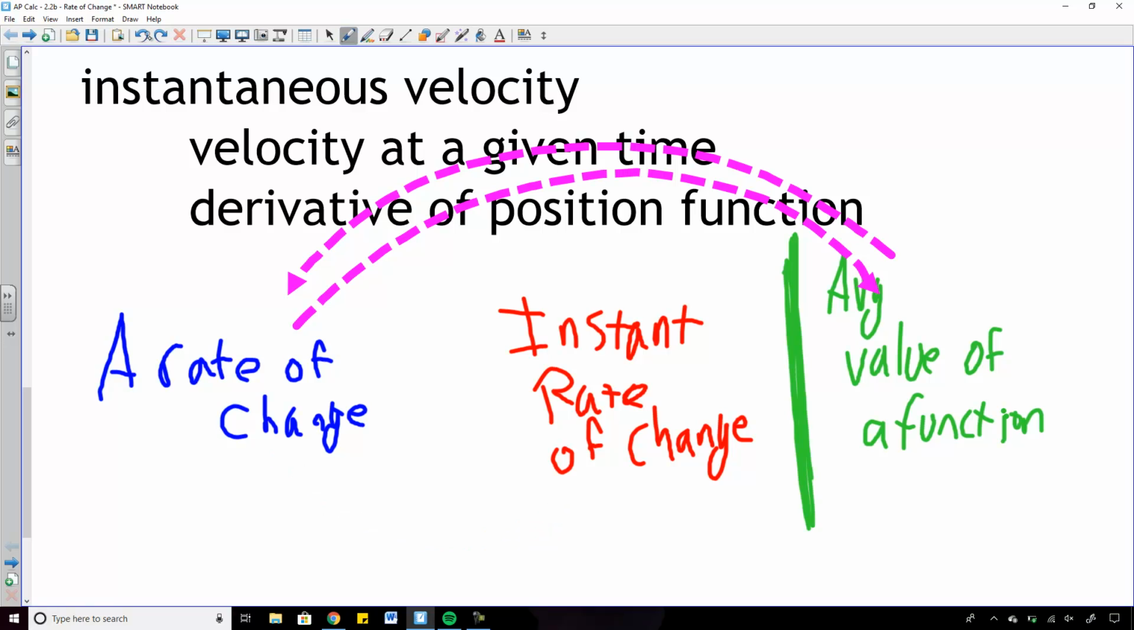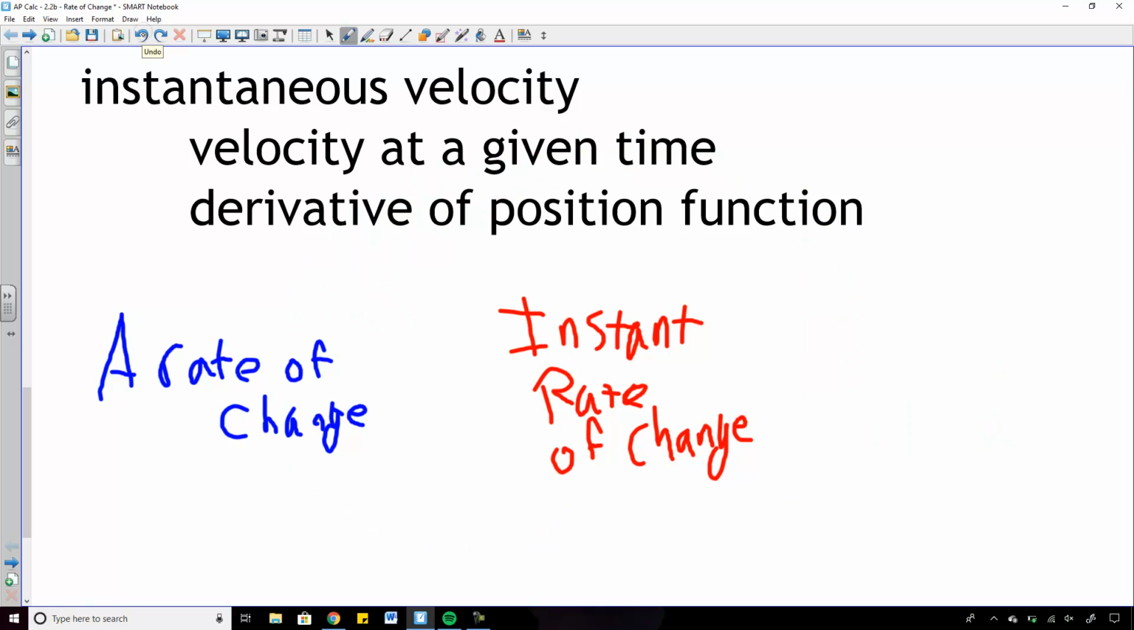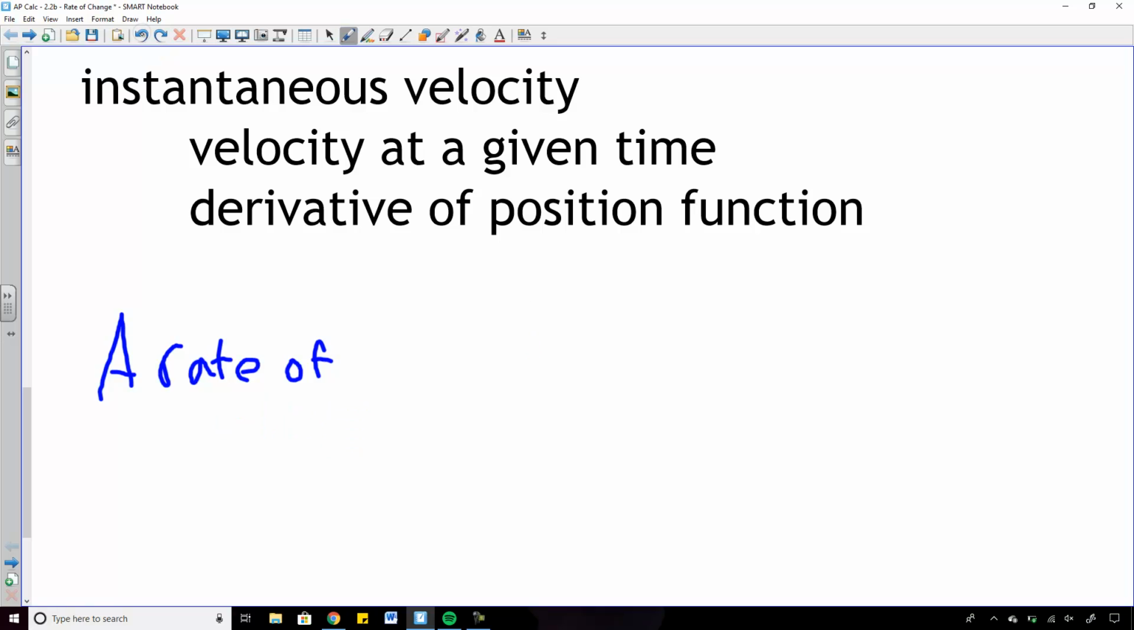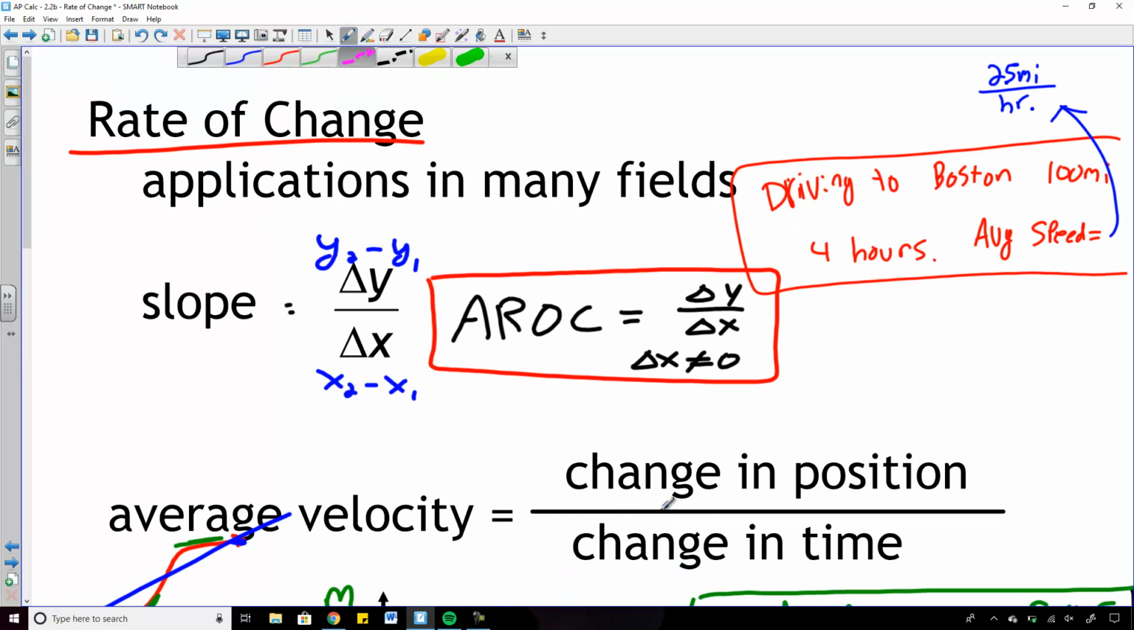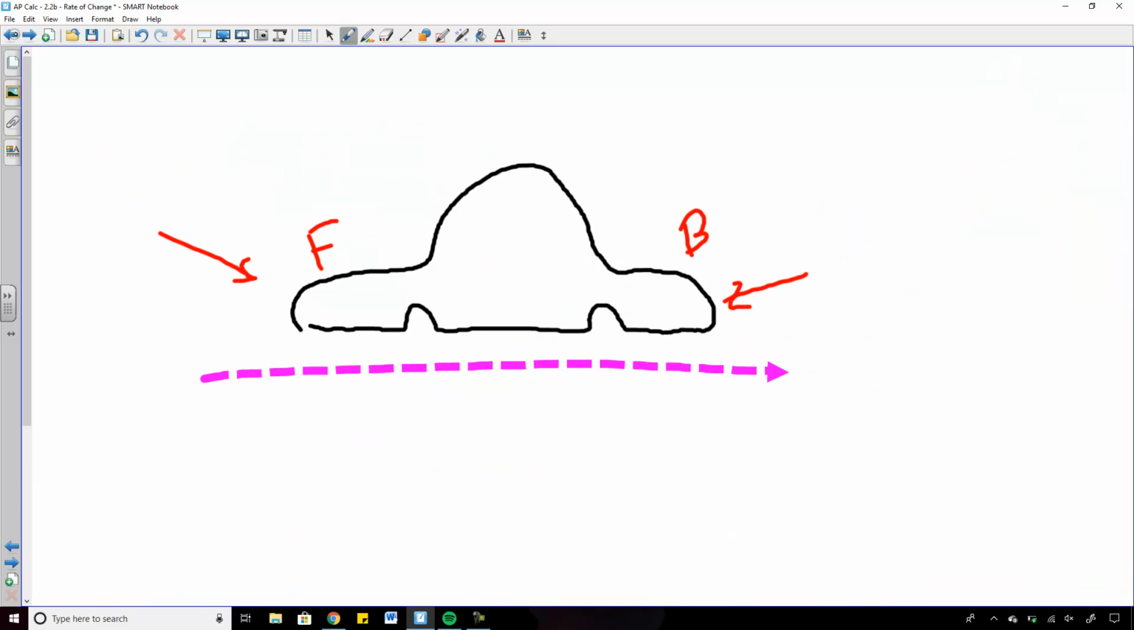So let's take it away from this average rate of change, which was pretty simple, that Boston analogy, driving on the highway. So let's say you're driving to Boston at 100 miles an hour and you go for 4 hours. What would your average speed be? You're driving to Boston 100 miles an hour for 4 hours. Well, it's 25 miles an hour. This is something that we know. It's the change in position. We changed position 100 miles. It's change in time. Don't make this any harder than it is.